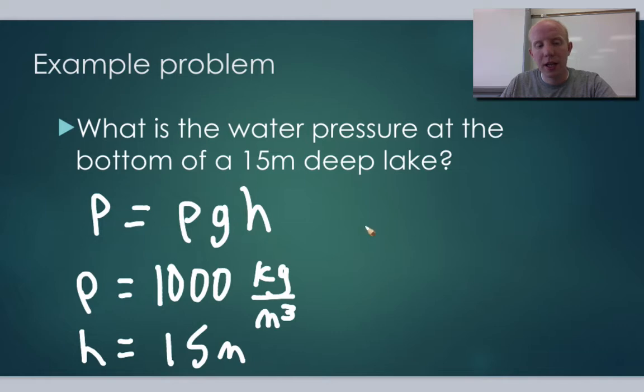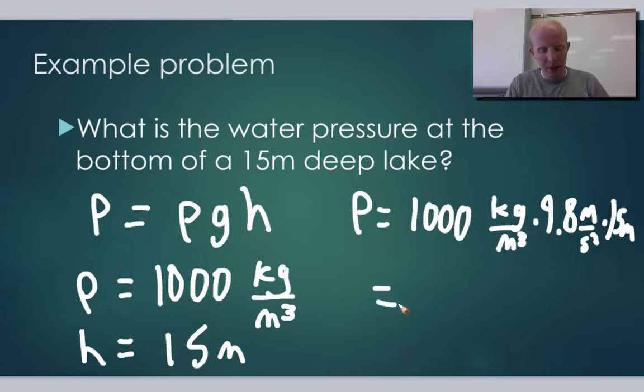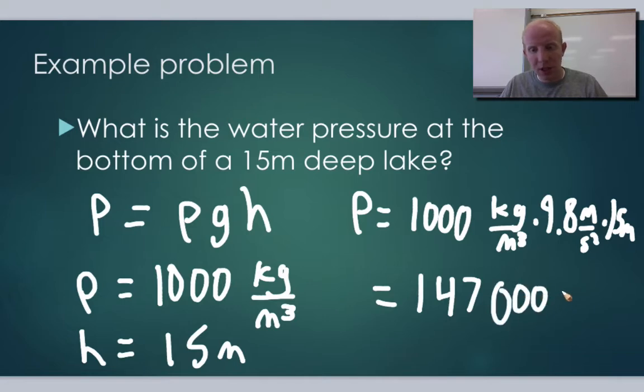So we say that the pressure is equal to 1,000 kilograms per meter cubed times 9.8 meters per second squared times 15 meters. We pull out our calculator, we multiply that out, 1,000 times 9.8 times 15, and we get that the pressure down there is 147,000 pascals.